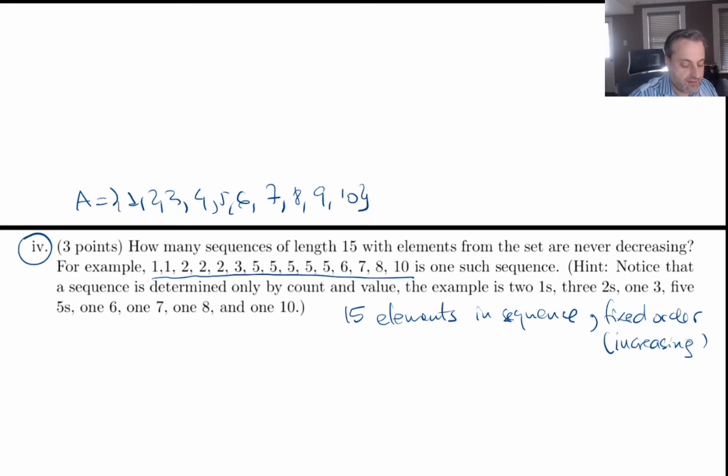So we can't have the 3 after the 5. We have to have them in order. You see how we have the 1s, and then we have the 2s, and then we have a 3, and then we have the 5s, and then the 6, and the 7, 8, 10. In fact, that's the hint. The hint is saying that these sequences are purely determined by how many 1s, 2s, 3s, 5s, and so forth you have, right? So the way to see this sequence in a better way would be to say that it's really not like a sequence. I want to write it in chunks.